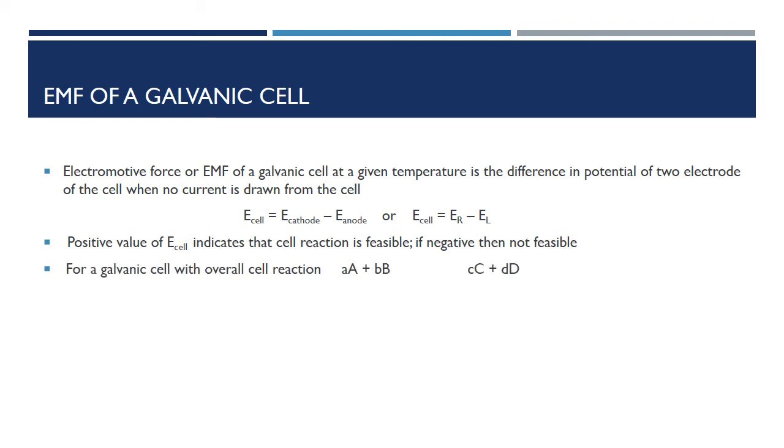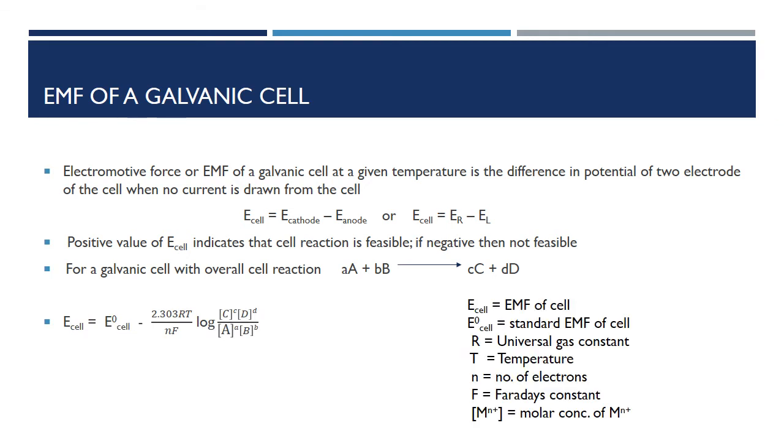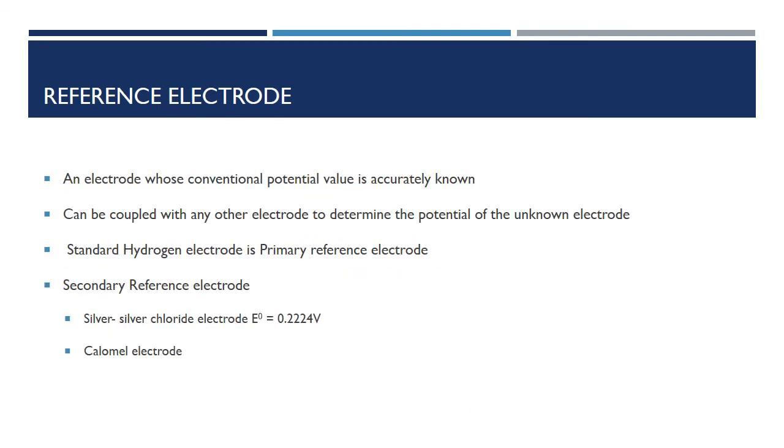For a galvanic cell with the overall cell reaction as given here, the EMF can be calculated by using the equation E cell is equal to E0 cell minus 2.303 RT by nF log of the molar concentration of the products raised to the power of their respective coefficients by the molar concentration of the reactants raised to the power of their respective coefficients. An electrode whose conventional potential value is accurately known is called a reference electrode.